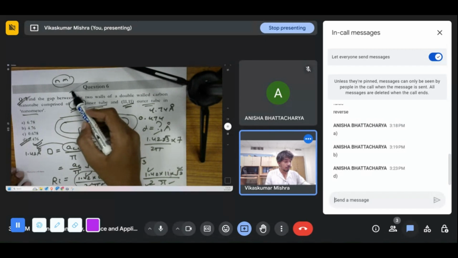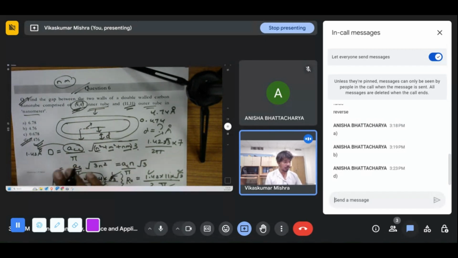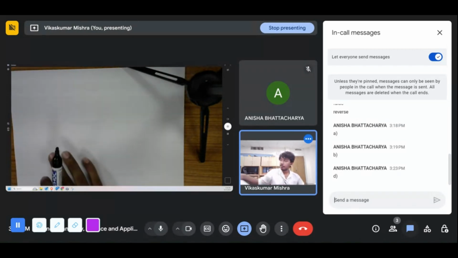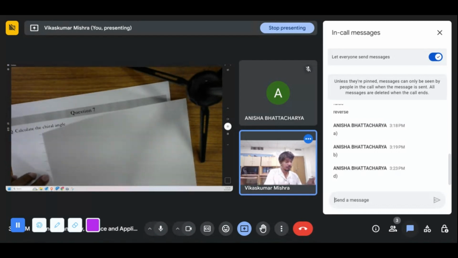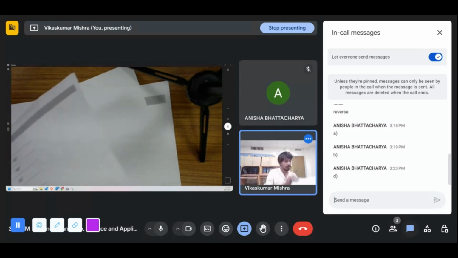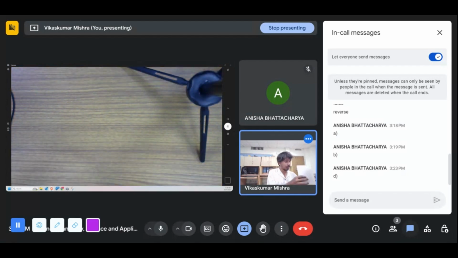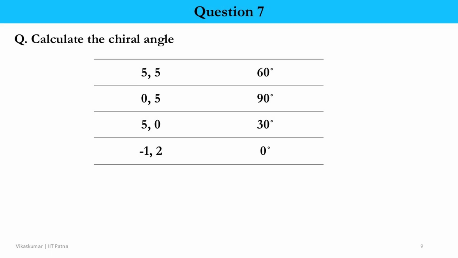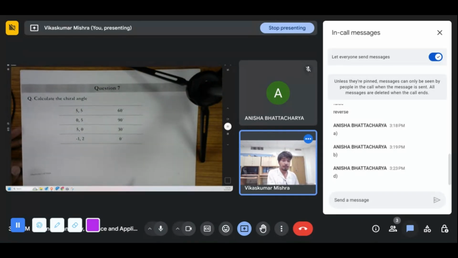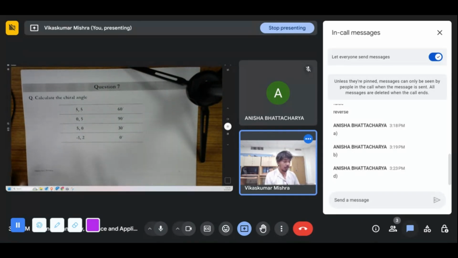Okay, with that, question number 6 is over. Let's move to the next question, question number 7. Here we need to calculate the chiral angle, that is theta.